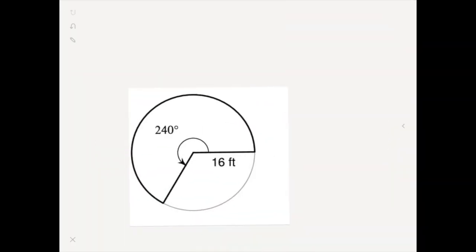Moving on to the next thing. Now we're going to try to solve for arc length.